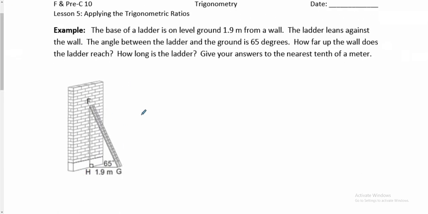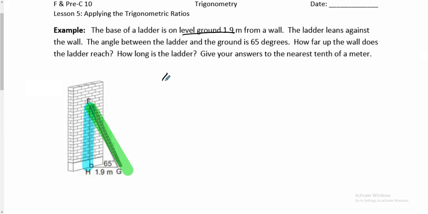So the base of the ladder on level ground is 1.9 meters from the wall. The ladder leans against the wall. The angle between the ladder and the ground is 65 degrees. How far up the wall does the ladder reach? So we're looking for that one. We are looking for how long the ladder is as well. So we don't need to solve the triangle, we just need to find these 2 measures.